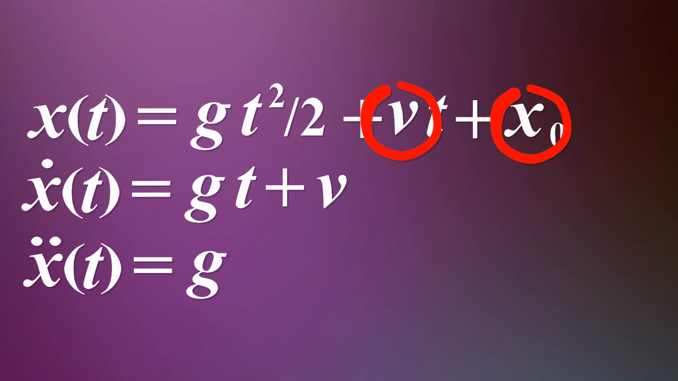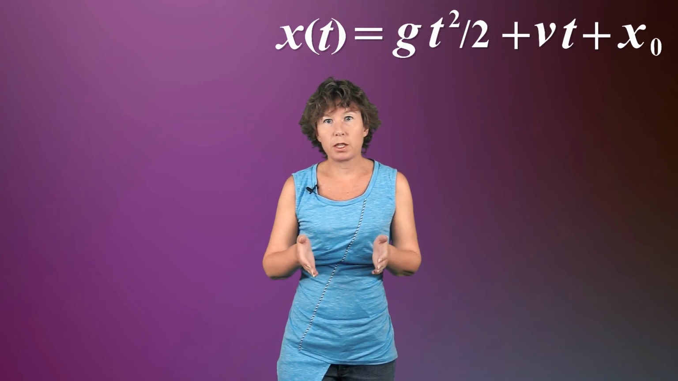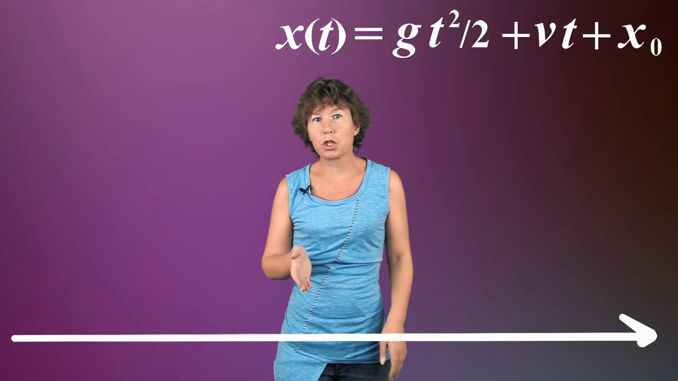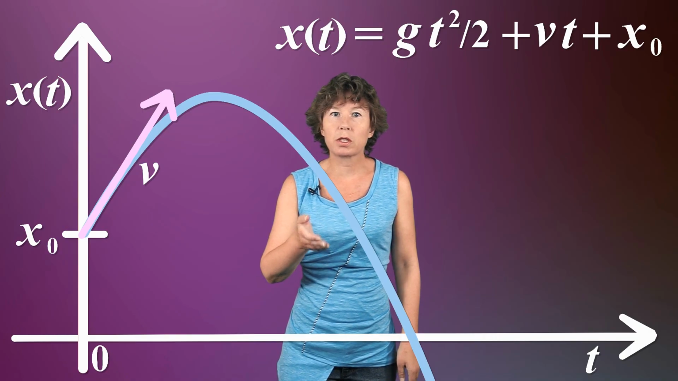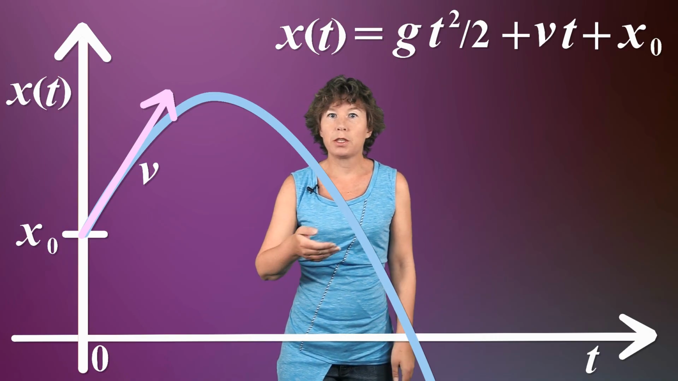These two new constants in the solution, v and x0, can easily be interpreted by looking at the time t equals 0. x0 is the position of the particle at time t equals 0, and if we look at the derivative of the function, we see that v is the velocity of the particle at t equals 0. If you take an initial velocity that's pointed up, the curve for the position as a function of time is a parabola, telling you the particle goes up and comes back down. You already knew that, of course.